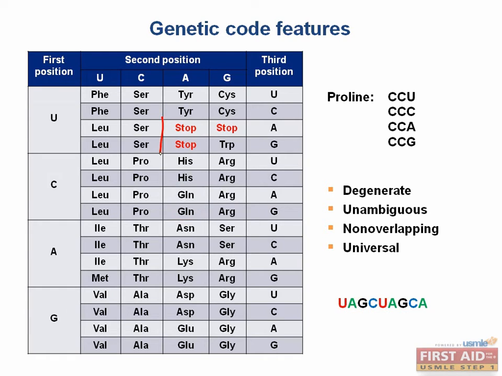While we're here, I also want to point out the 3 codons that don't code for any amino acid, but signal the ribosome to stop, and these are called the stop codons, which are UAA, UAG, and UGA. These are the only 3 that you might want to memorize.